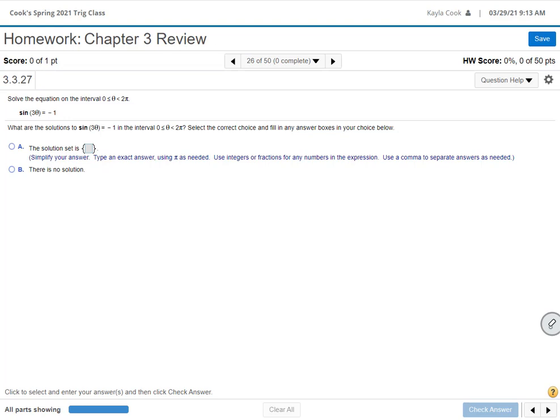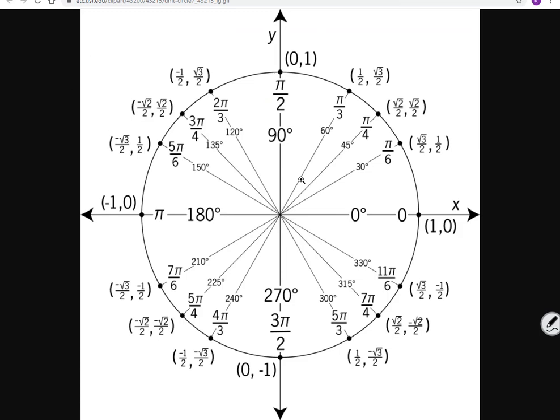The first thing I want to do is ignore the argument and think just about sine of theta. So where does sine of theta equal -1? Well, we can look at a unit circle. I have a unit circle over here. To find exact values for sine, I always look at the y values. And notice that sine of theta equals -1 at 3 pi over 2 radians.